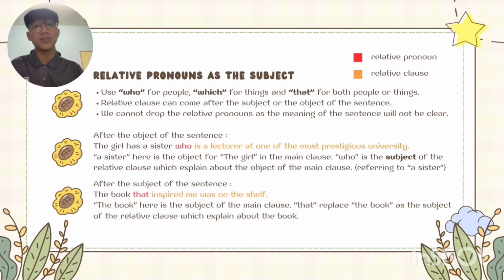The sentence goes, the book that inspired me was on the shelf. So the book here is the subject of the main clause, I mean the whole sentence, and then that replaces the book as the subject of the relative clause, which explains about the book that was mentioned before. So that there is the subject of the whole relative clause after that.